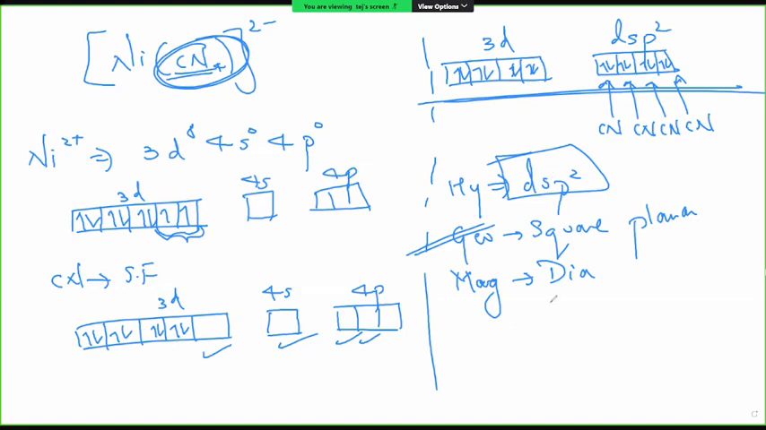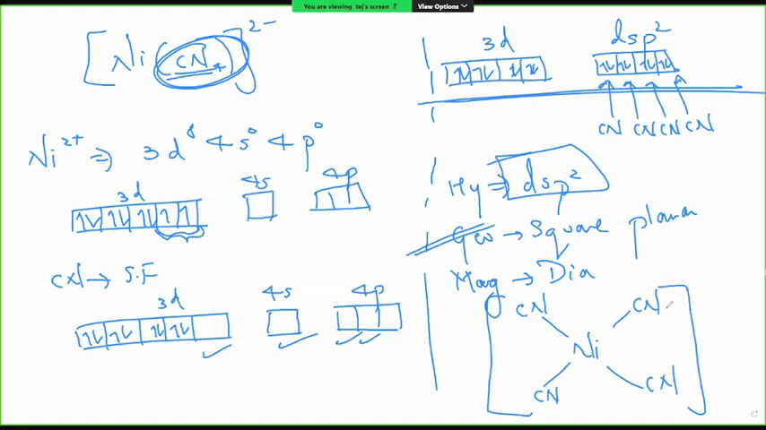Okay, so how does square planar look? But before that, identify the central metal atom. Nickel is there. Square means four sides and also four corners. So draw four arrow marks at the four corners and attach all the ligands: CN, CN, CN, as well as CN. Obviously, draw a square bracket and outside the square bracket, copy the minus as it is, 2 minus.